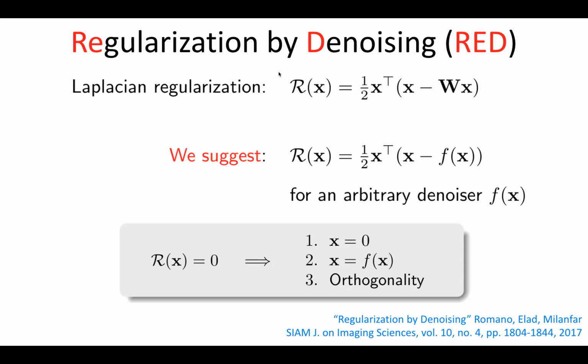Now, this second term, this regularization, could be zero or small in three different ways. x could be zero, which is really not of interest. x could be a fixed point of the denoiser, x equals f of x, or there could be orthogonality between x and the residual. And we'll see how each of these manifests itself in the next few steps that I'll describe.